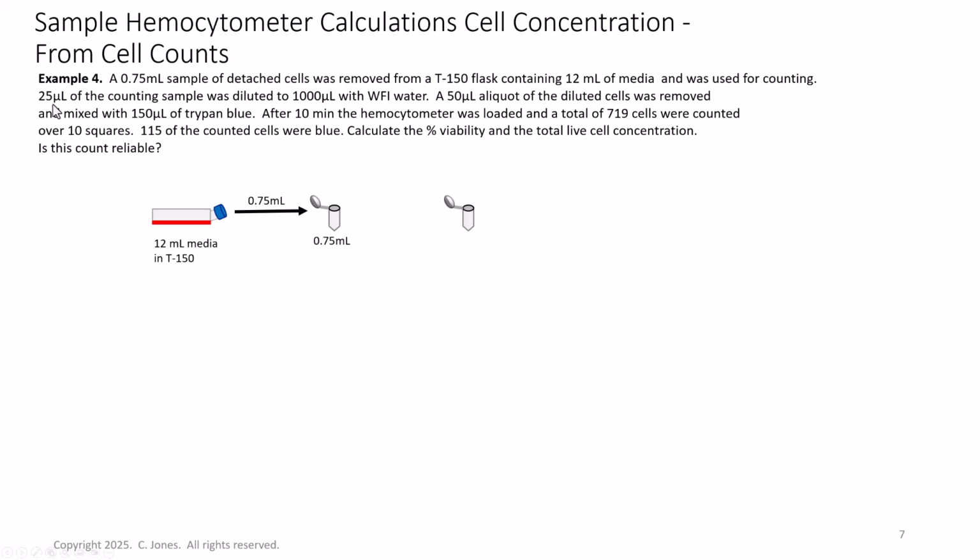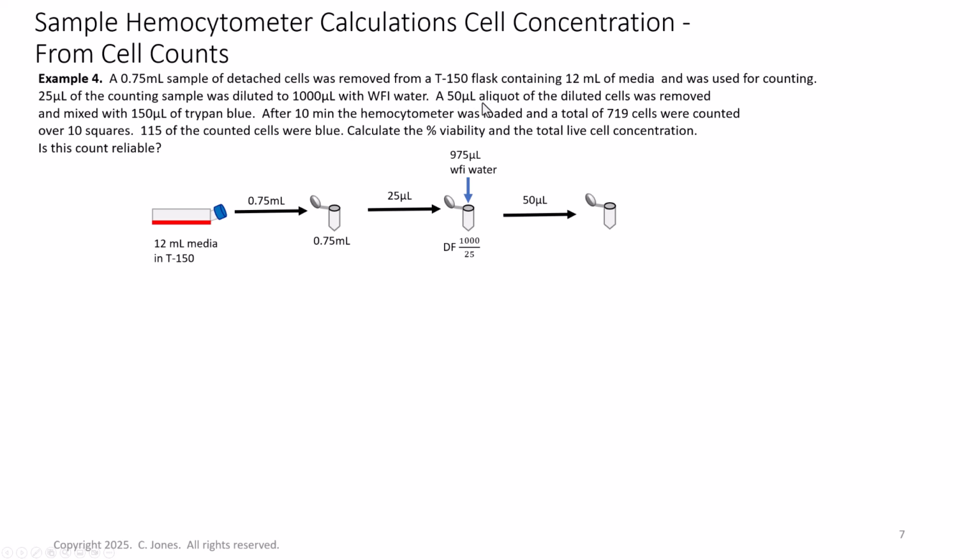From that, we're going to remove 25 microliters from this tube and place it into a new pyrogen-free microcentrifuge tube and dilute this to 1,000 microliters with WFI water, right? Water for injection. All right, so the final volume is 1,000. And that means that we added 975 microliters of WFI water, right? Because 1,000 minus 25 is 975. So our dilution factor will be 1,000, the final volume, divided by the initial volume, 25 microliters.